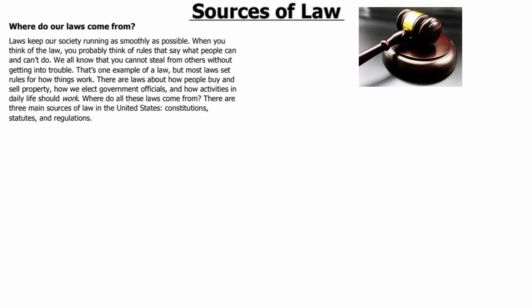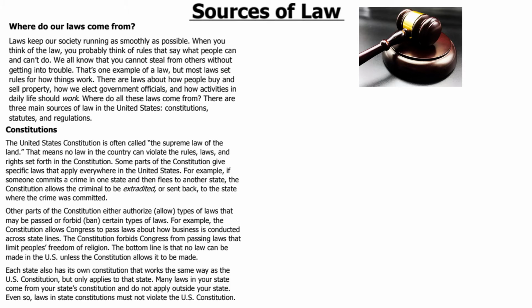That's one example of a law, but most laws set rules for how things work. There are laws about how people buy and sell property, how we elect government officials, and how activities in daily life should work. Where do all these laws come from? There are three main sources of law in the United States: constitutions, statutes, and regulations.